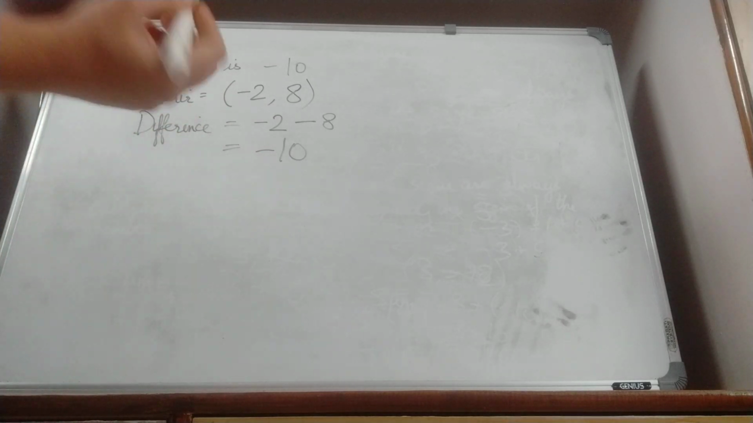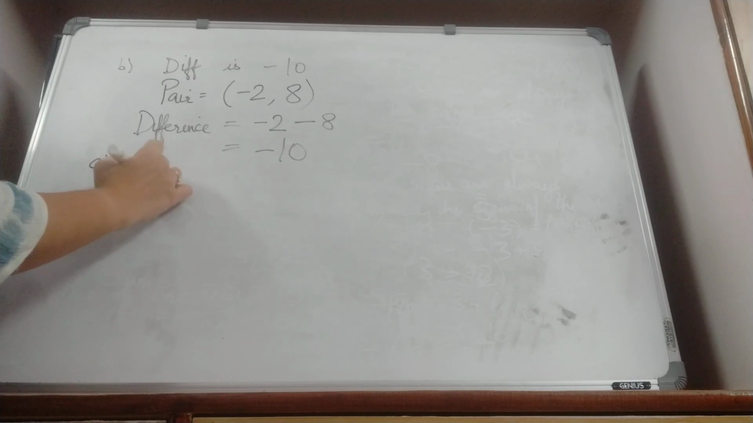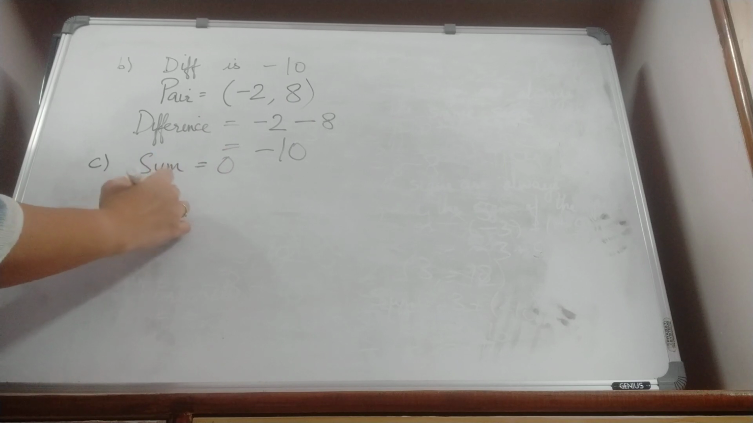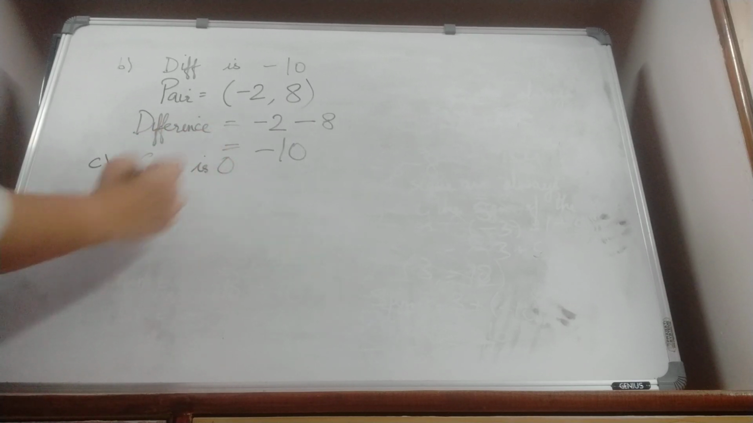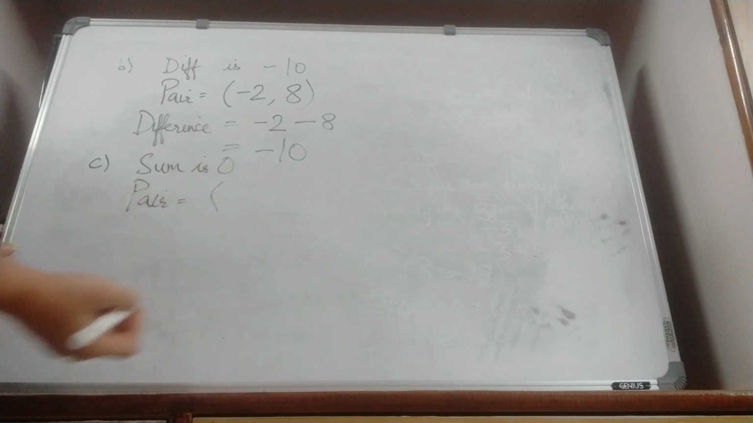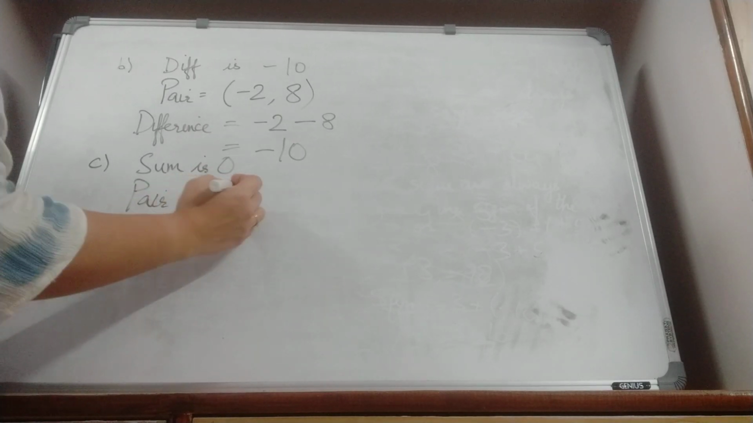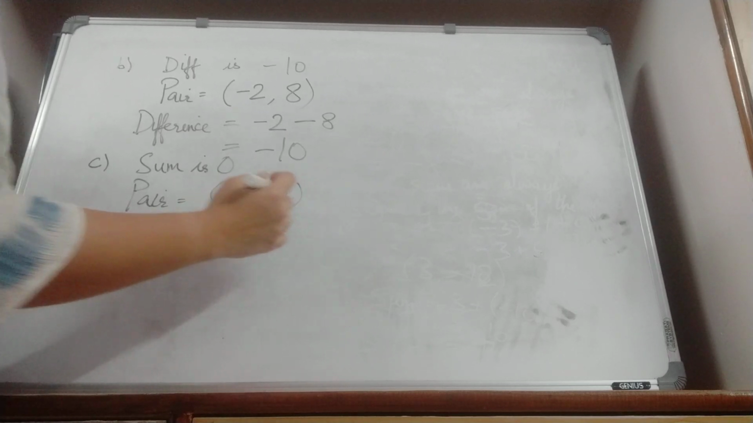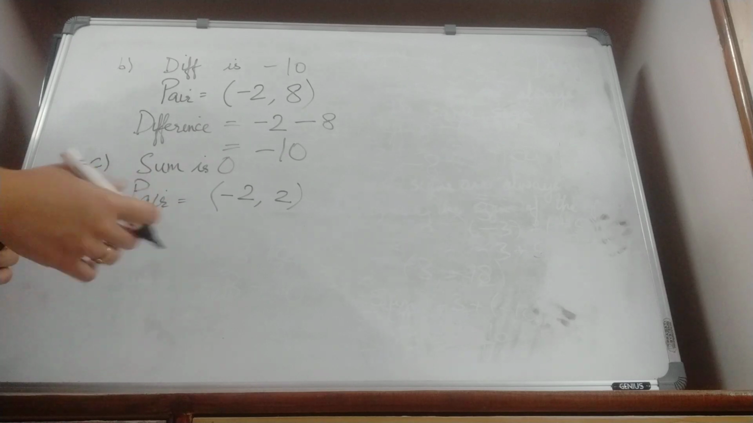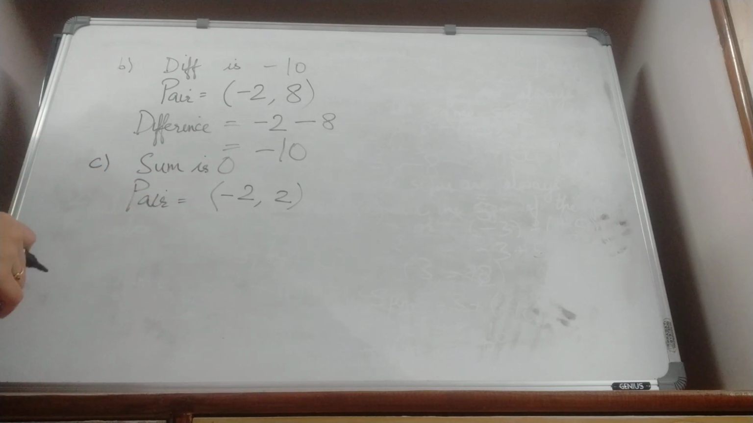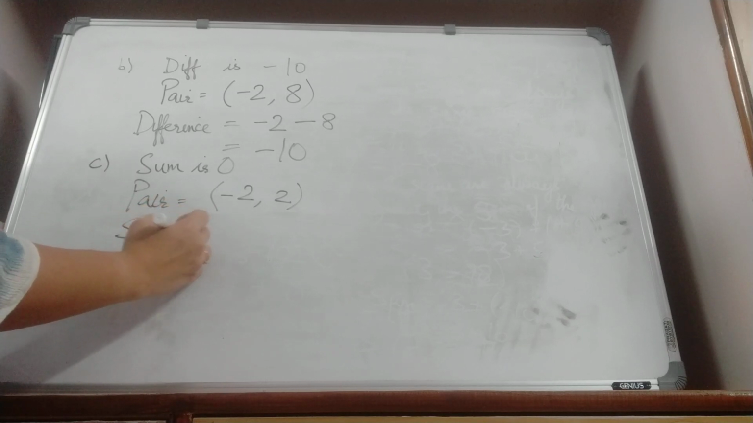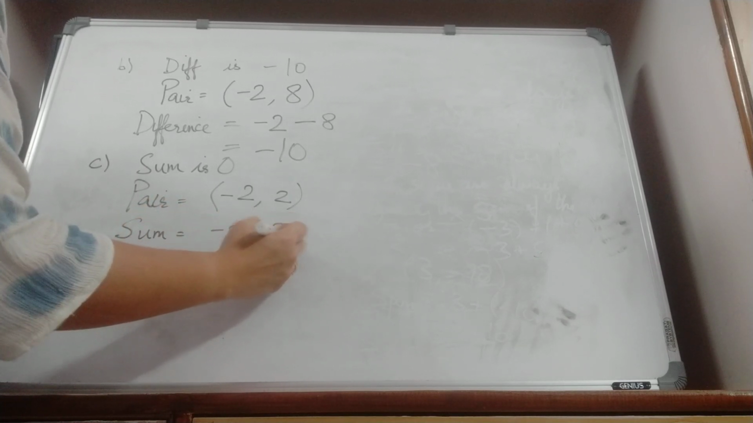Now the C part, that is simple. The sum is 0. So if the sum is 0, what are the possible options? Pair, if you take, I hope you realize that only pairs like this, or 5 and -5, or 10 and -10, or 8 and -8, only these pairs would get you the sum 0. So here you will just write sum is equal to -2 plus 2, which is 0.